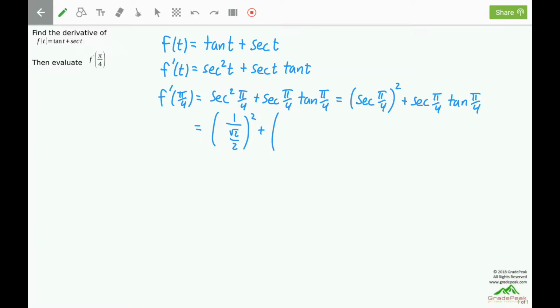Plus, once again, the secant of pi over 4, which is 1 over root 2 over 2. And then the tangent of pi over 4. Now, the tangent is sine over cosine. So sine of pi over 4, root 2 over 2, over the cosine of pi over 4, also root 2 over 2. And since those match, they can cancel, and that's equal to a 1. And that's why the tangent of pi over 4 is a 1.